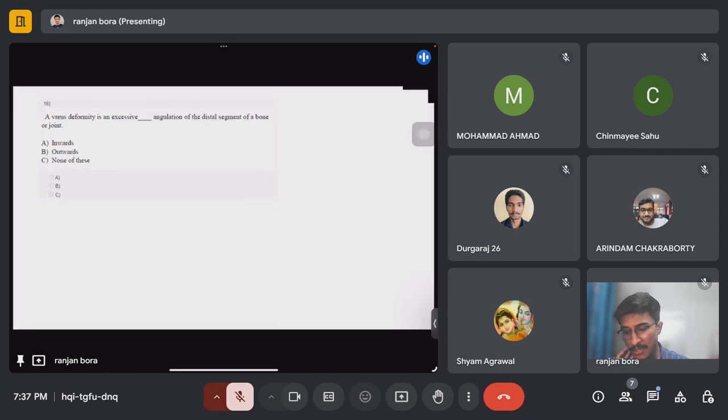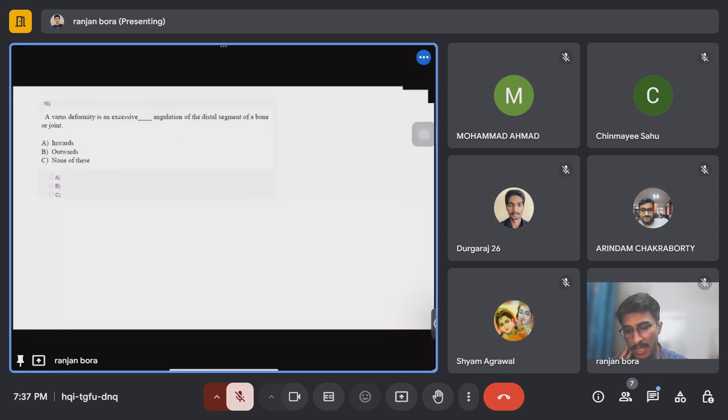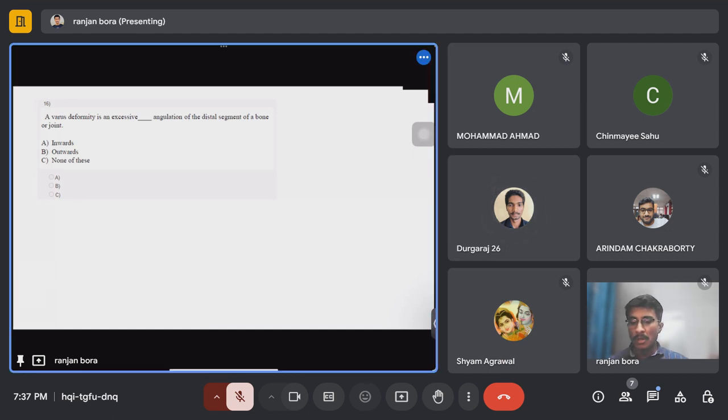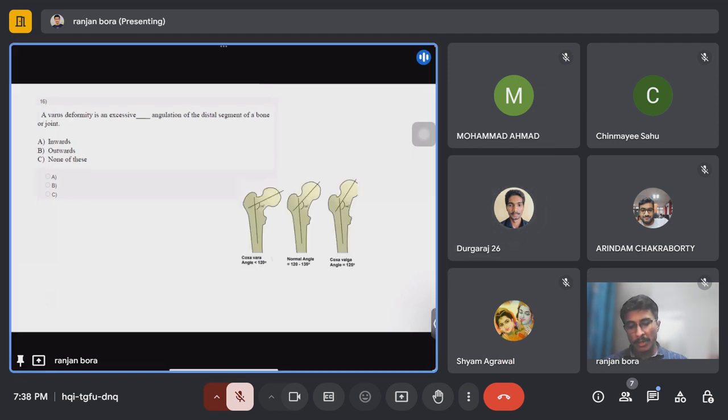Okay, next question. A varus deformity is an excessive angulation of the distal segment of a bone or joint. Outwards? No, no, inwards. Yeah, it is talking about this hip joint. See, this is a varus deformation, right? The coxa vera. And this is normal. In case of normal, we have this orientation, and in case of coxa vera, this angulation is a little bit inward. That's why A is the right answer.